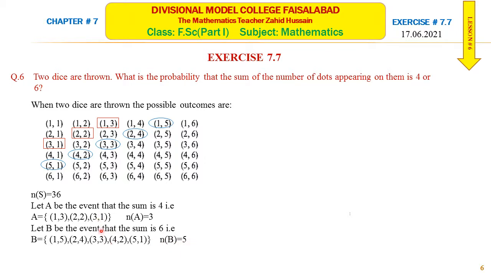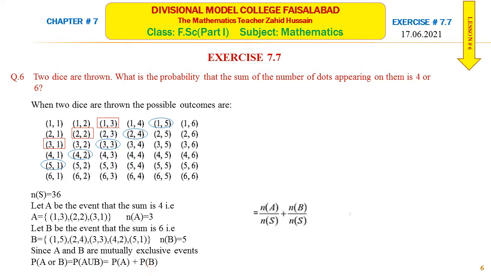And look at these two events A and B. There is nothing common in these two. So they are mutually exclusive events. We will apply the sum law or addition law of probability. We can write probability of A or B, or we can write probability of A union B, and this is equal to probability of A plus probability of B.